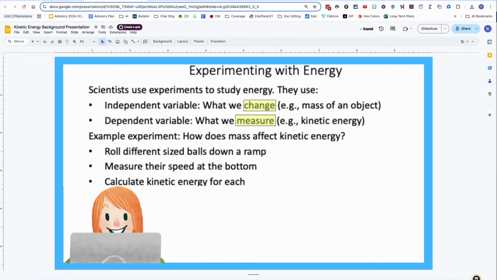Experimenting with energy. Scientists use experiments to study energy. They use an independent variable, what we change, for example, the mass of an object. The dependent variable, what we measure, for example, kinetic energy. Here's an example experiment. How does mass affect kinetic energy? If you roll different sized balls down a ramp and measure their speed at the bottom, and then calculate the kinetic energy for each, what will you determine? That would be an example experiment.